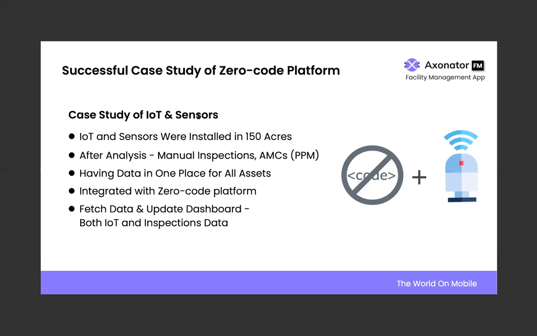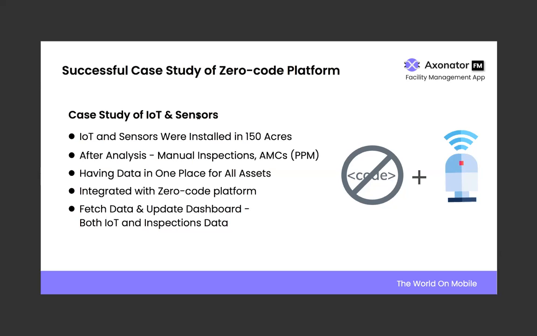Now, the decision maker of that company wanted a system where they could gather all data in one place, in a dashboard, to make decisions. These IoT devices were fetching data, and they had certain manual processes in their system, which were inspections and work orders. But somehow they were not able to collect the data into a central dashboard in one place.